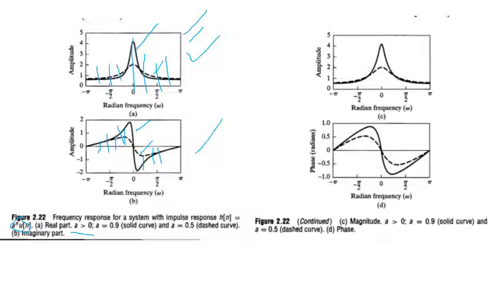So for the magnitude, A greater than 0, A equal to 0.9 and A equal to 0.5. This is the magnitude and this is the phase, for two values of A, 0.9 and 0.5. This was the real part and this was the imaginary part.